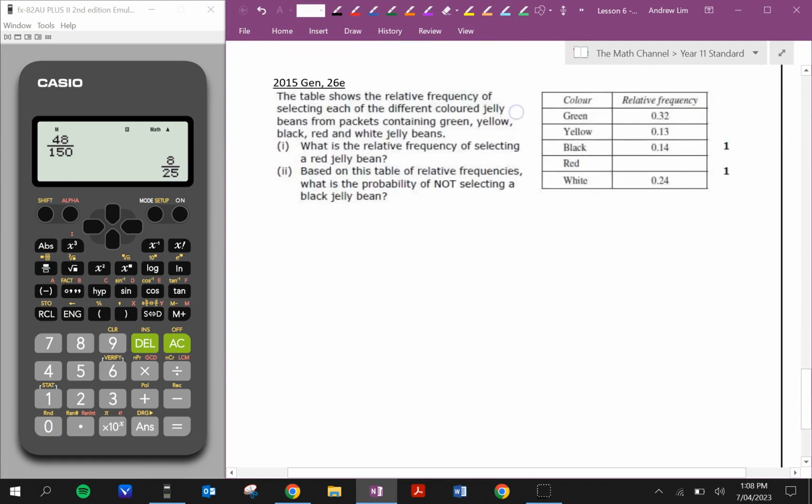Alright, in 26E, the table shows the relative frequency of selecting each of the different colored jelly beans from packets containing green, yellow, black, red, and white jelly beans. What is the relative frequency of selecting a red one? So here we don't have the red, but what we do know is that when we add all of the probabilities together, all 5 of these, they will add to 1. Okay, so let's look at this one here. The probability of green plus the probability of yellow, black, red, and white. They're all equal to 1.